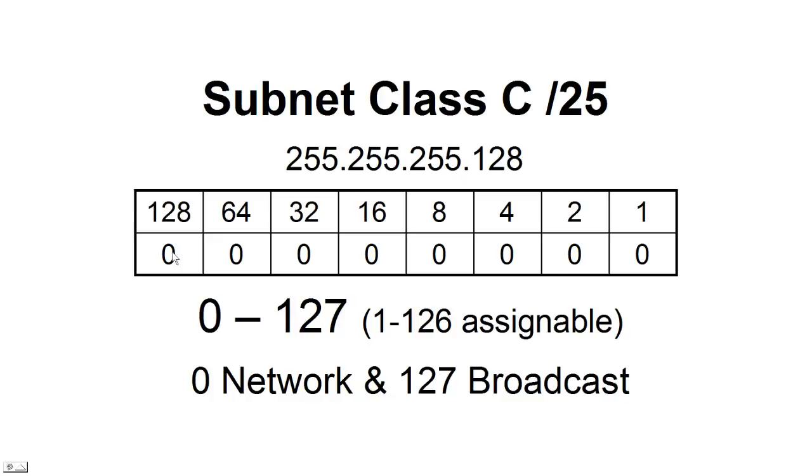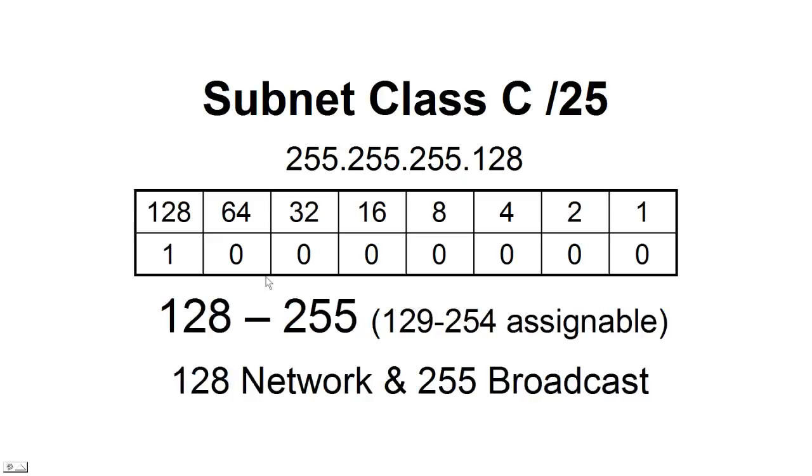Now we're going to set this bit high, and we still end up with another 126. But when we set that one high, our values are increased by 128. So our first assignable IP address in this range is going to be 128 plus 1, or 129, because the 128 with all of these host bits set at 0 gives us the value of 128. And that's our second network.